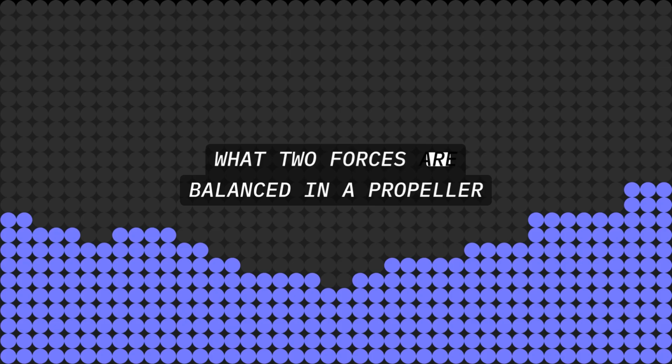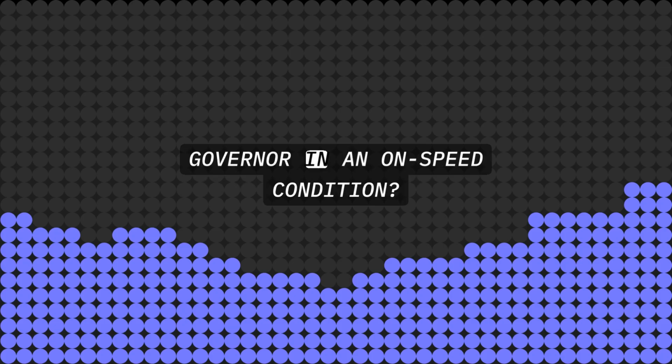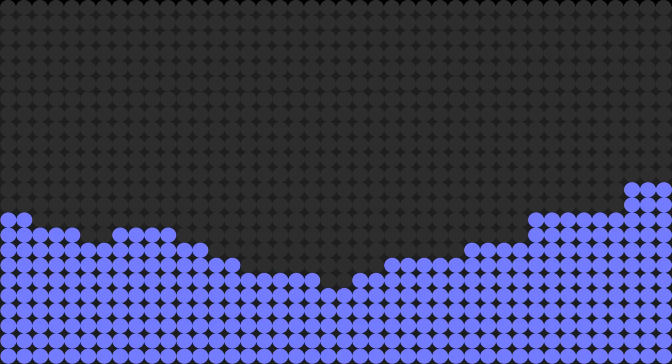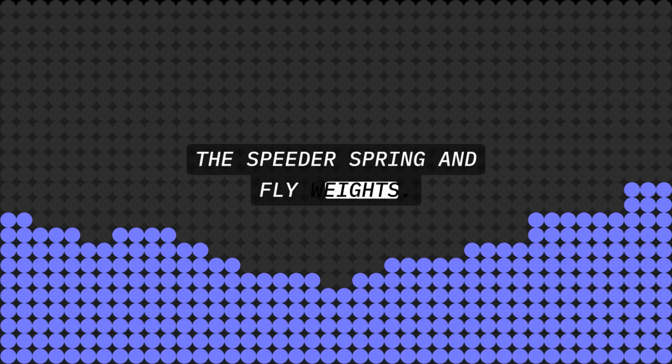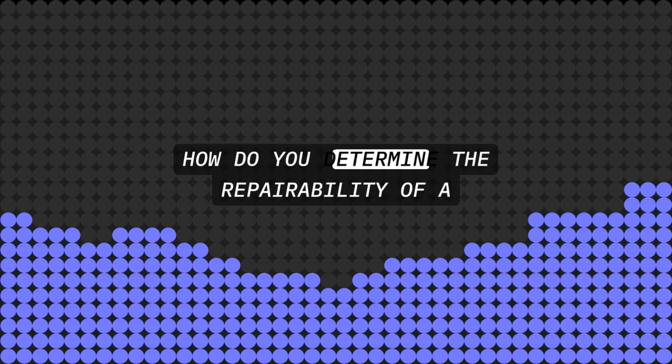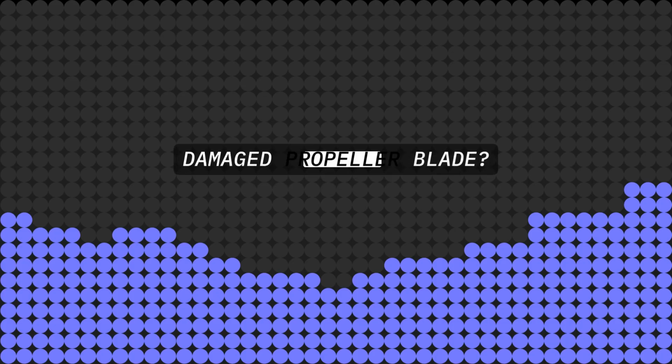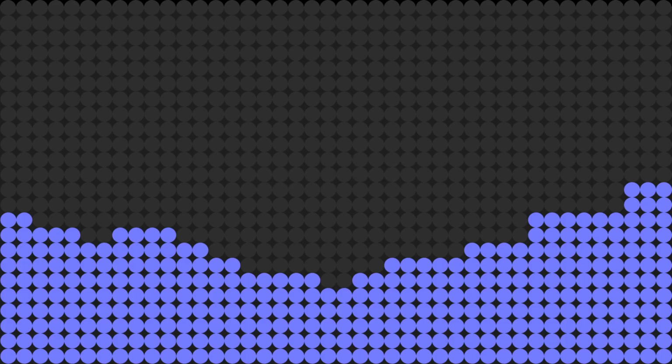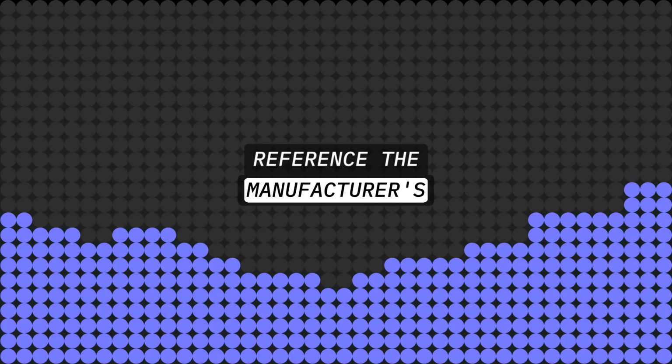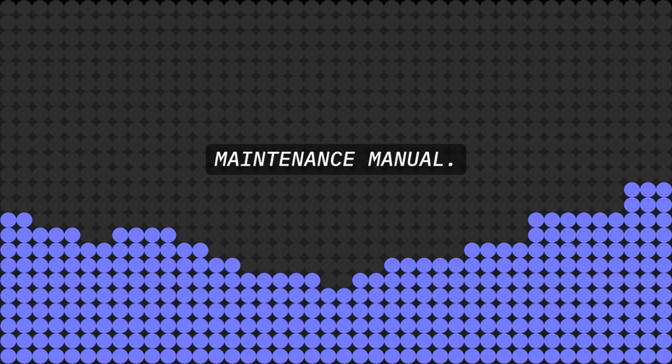What two forces are balanced in a propeller governor in an on-speed condition? The speeder spring and flyweights. How do you determine the repairability of a damaged propeller blade? Reference the manufacturer's maintenance manual.